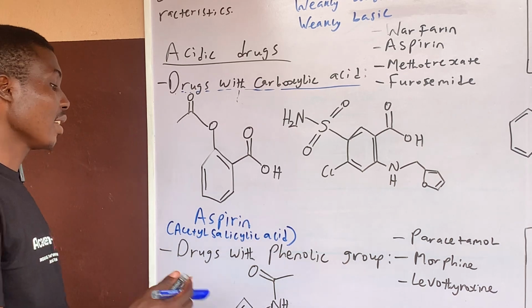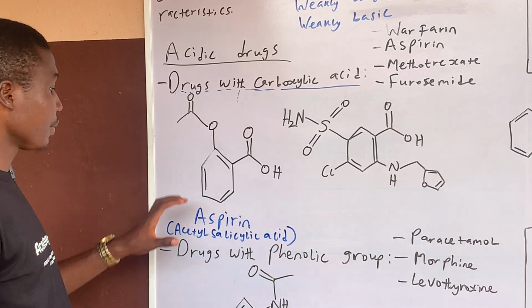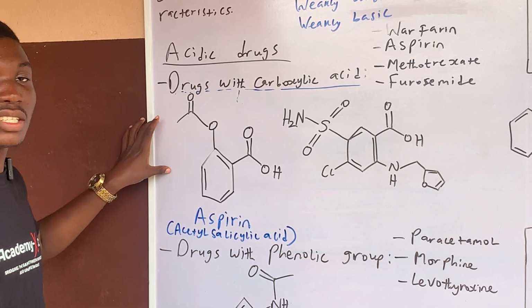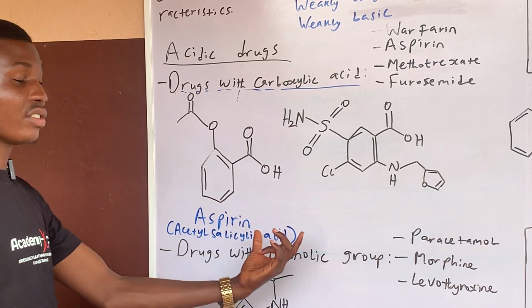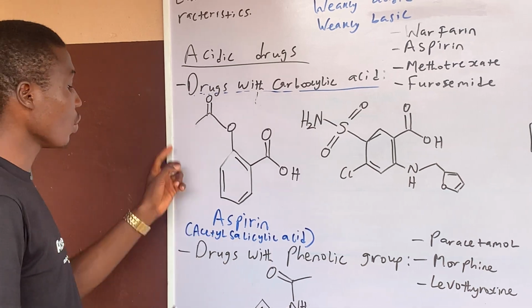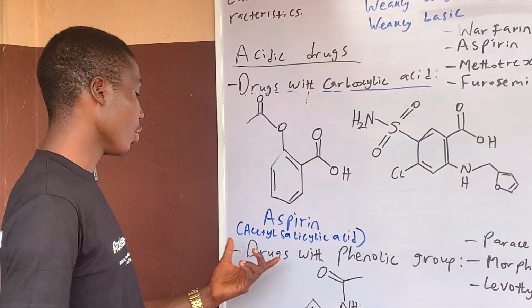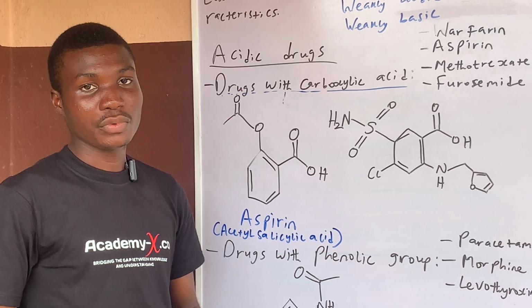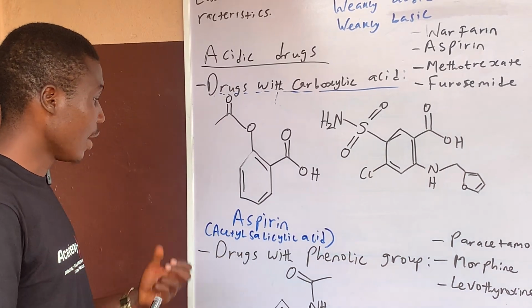The reason why I said acetylsalicylic acid is that this is a salicylic group here. Before the addition of the acetyl aspect of it, it is salicylic acid. The moment you add that acetyl aspect, it now becomes acetylsalicylic acid. But then the common name we have is aspirin. So let's look at the functional groups we have in aspirin.